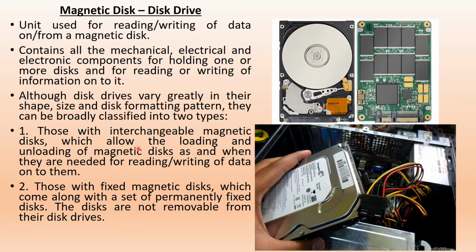So these are the two main classifications. Classification number one, interchangeable magnetic disk, meaning that you can add or load data storage. And the second one is already fixed, meaning that you cannot add and you cannot remove, and it's only going to stay at a set amount of data storage size.